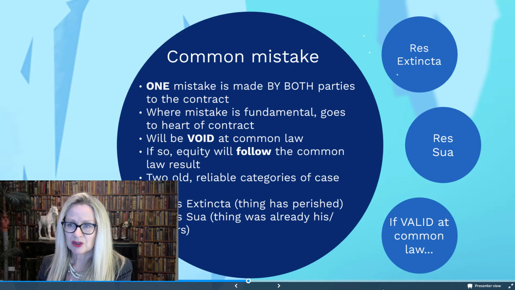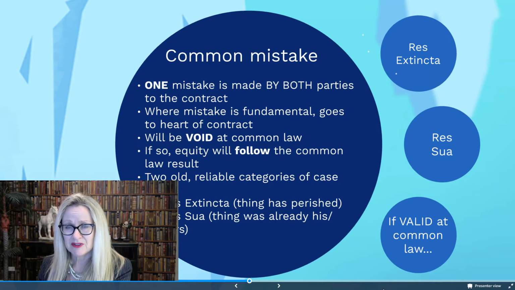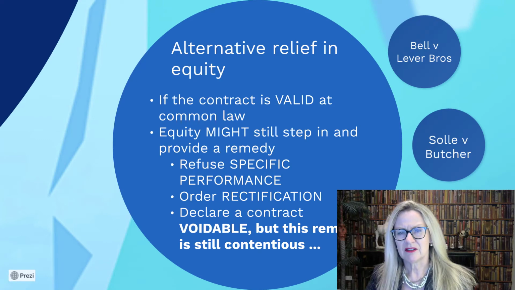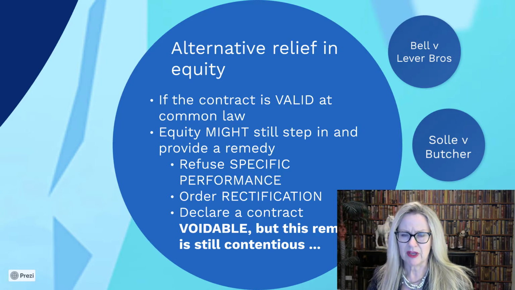The other circumstance, no real rocket science to that one, is there? So the other issue is: if your circumstances are not a case of res extincta and not a case of res sua, and the common law would already dictate that the contract should be held valid, is there any room for equity to come in and save the day and still provide some equitable remedies? There are, as I said, remedies available: refusal of specific performance or possibly rectification.